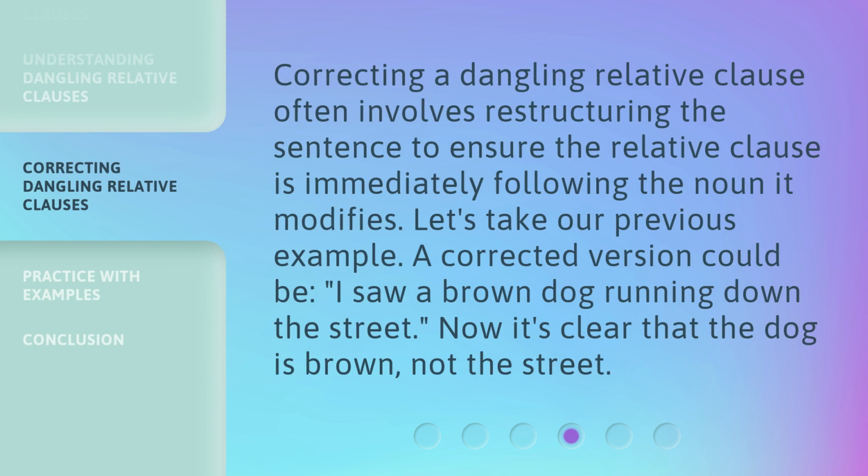Correcting a dangling relative clause often involves restructuring the sentence to ensure the relative clause immediately follows the noun it modifies. Let's take our previous example. A corrected version could be, "I saw a brown dog running down the street." Now it's clear that the dog is brown, not the street.